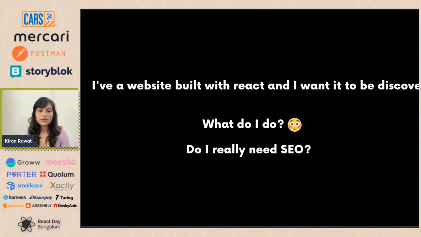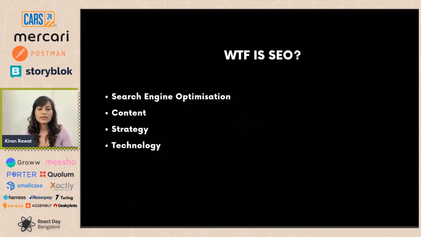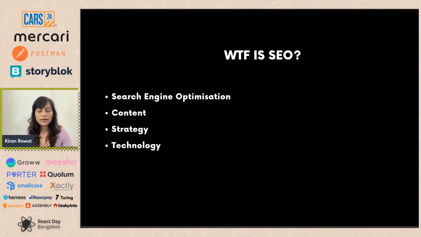Before we get into the question like how do we do it or what I can do to make my website discoverable, let's understand what is SEO. SEO stands for search engine optimization, and it is a process in which we are optimizing our web pages better for search engines. And we can talk SEO mainly for three things. The three things are content, strategy, and technology. So, content is basically what is our website all about.